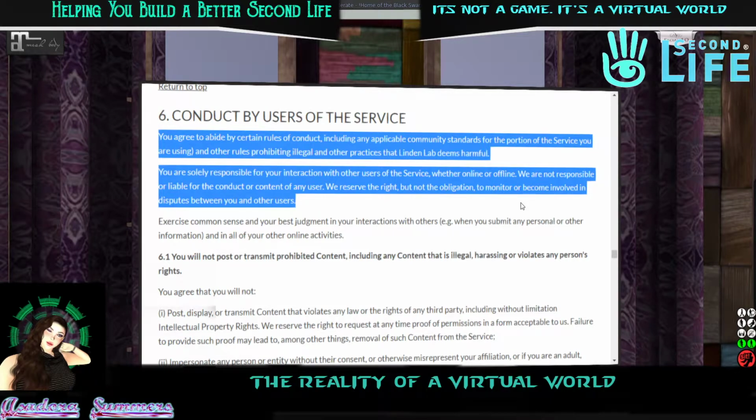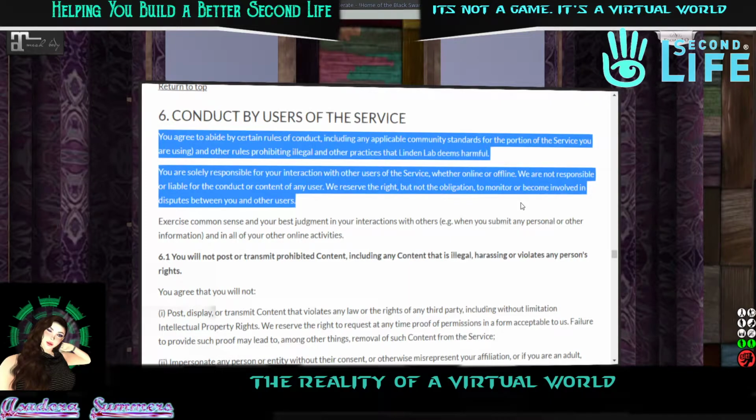We are not responsible or liable for the conduct or content of any user. We reserve the right, but not the obligation, to monitor or become involved in disputes between you and other users. Now, Linden Lab, they reserve the right. They can if they want to. They do have that right, but they are not obligated to monitor or become involved in disputes between you and other users. So let's say you have two people. You have Sally and you have Billy. These are just random made up names. I just now made them up.